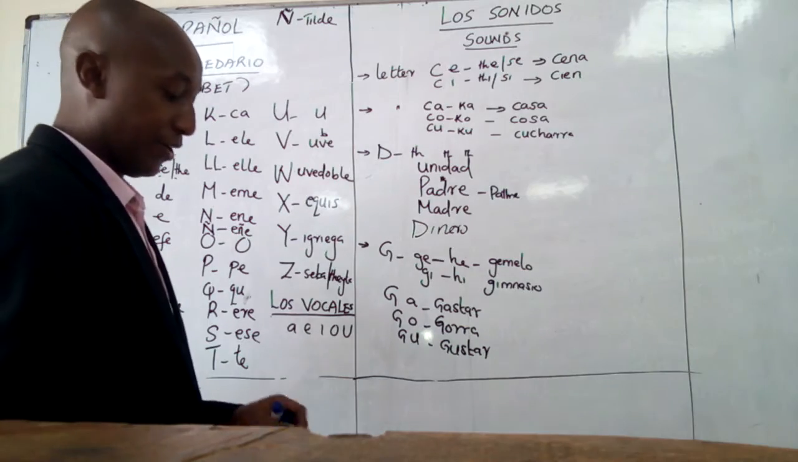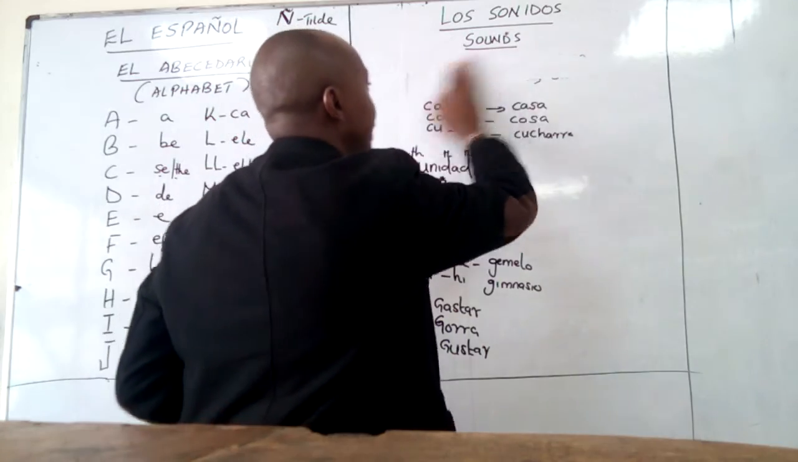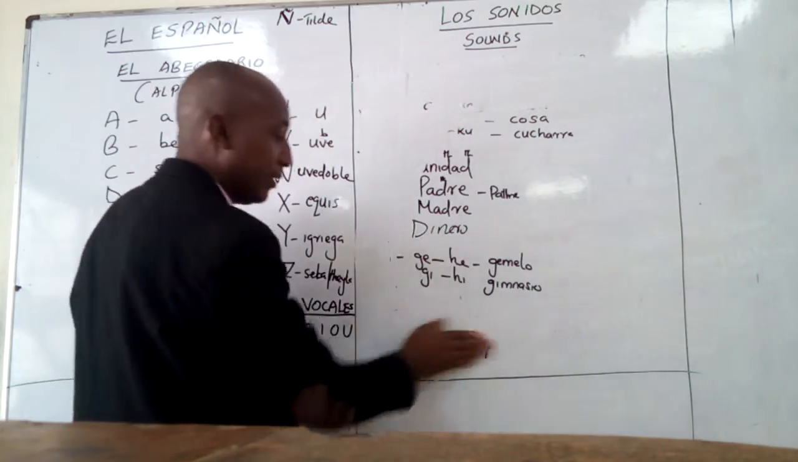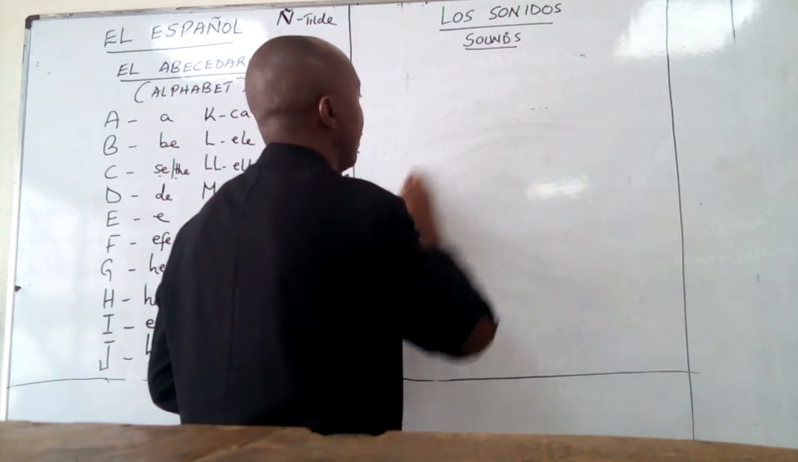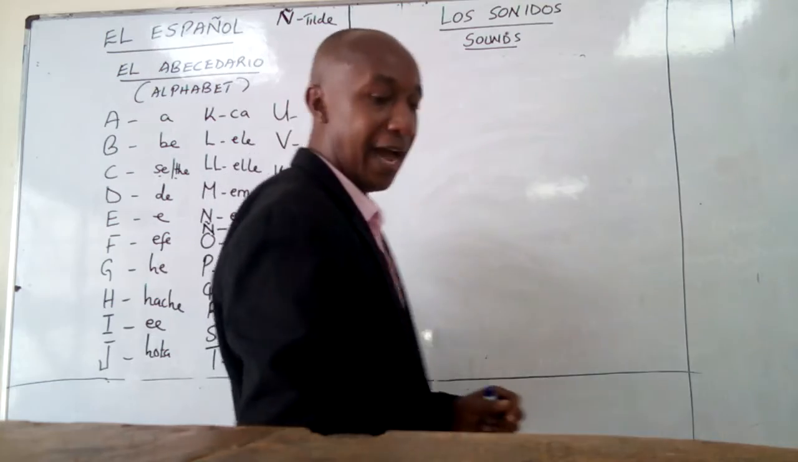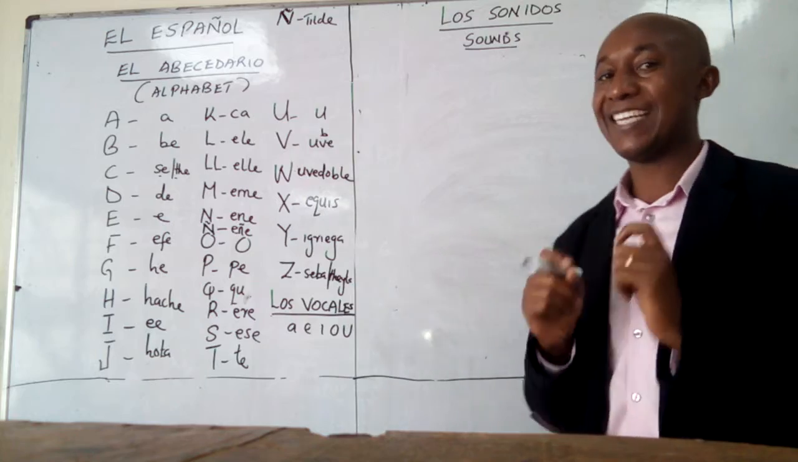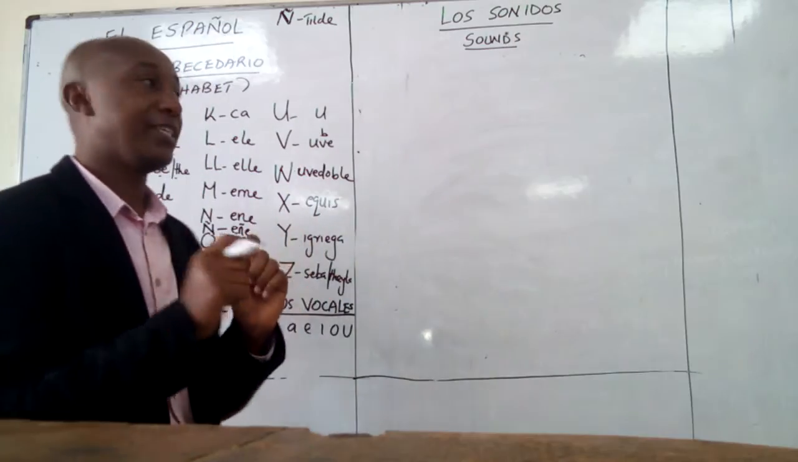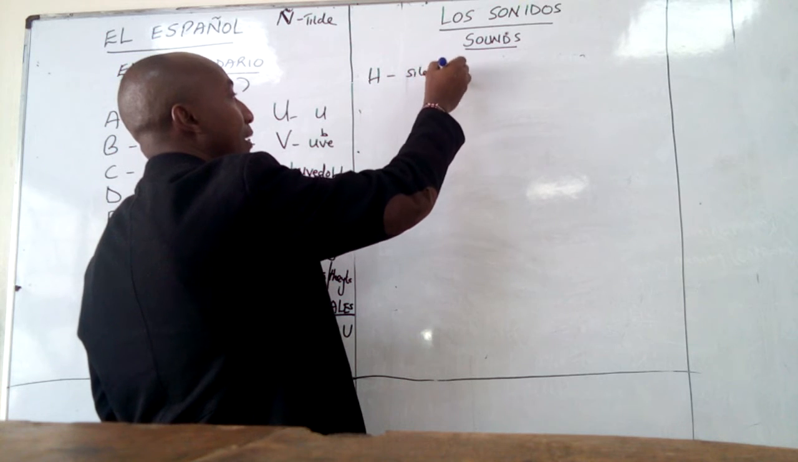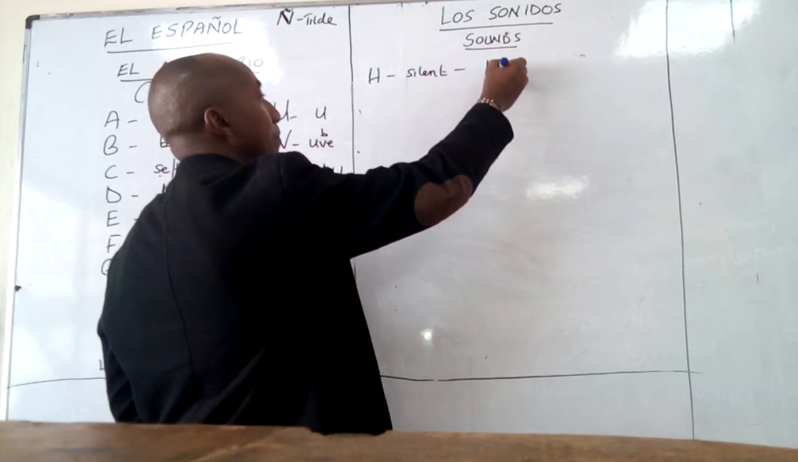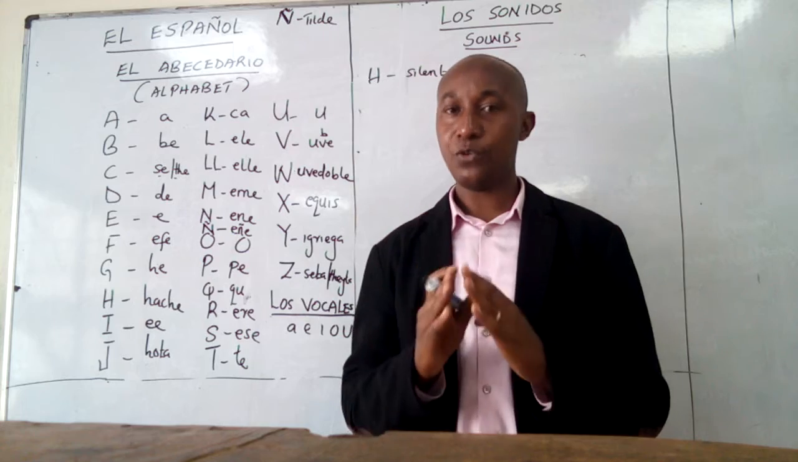Let's look at letter H. So in the alphabet, I had told you that letter H is what we call hache. So when I'm teaching, I will be telling you that letter H is a silent letter, meaning that you do not give it any sound. So for example, I have hola. So hola is a greeting. So if I say hola, tell me hola. So we don't include the H sound.